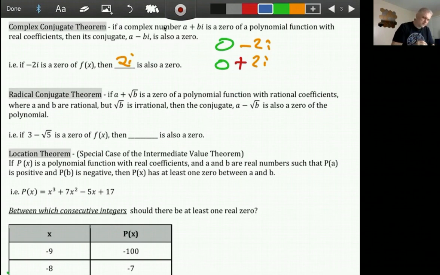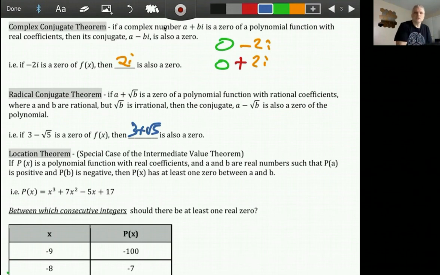So if 3 minus root 5 is a 0, you know by the radical conjugate theorem that 3 plus root 5 is also a 0. Don't even have to do any synthetic division. You know it. If one of them's a 0, the other one's a 0. Okay? That's very convenient. We'll be using that a lot.